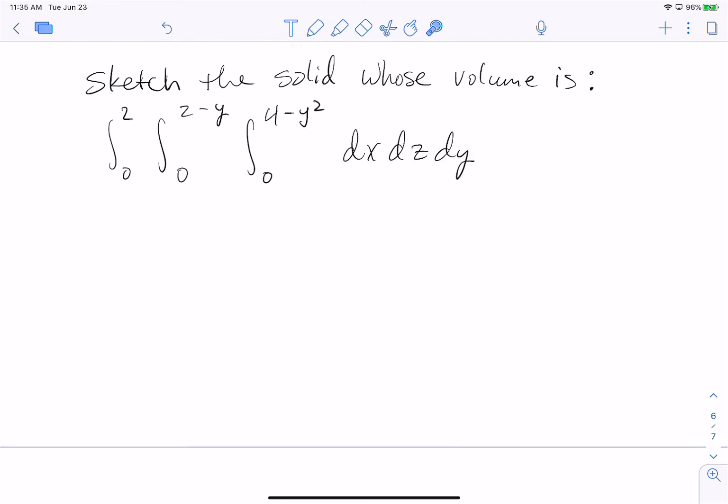Now we're going to go a slightly different way. We're given a triple integral and we're asked to sketch the solid whose volume is given by the triple integral. The integral is from 0 to 2 of the integral from 0 to 2 minus y of the integral from 0 to 4 minus y squared dx dz dy.